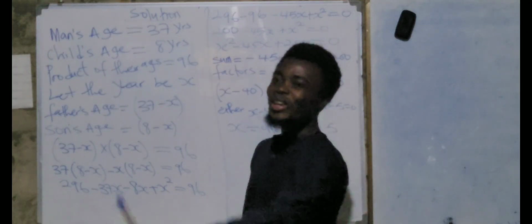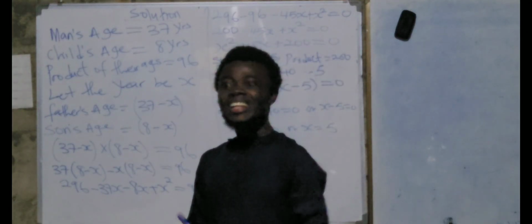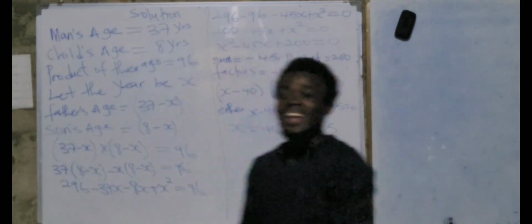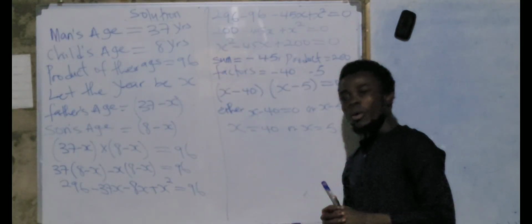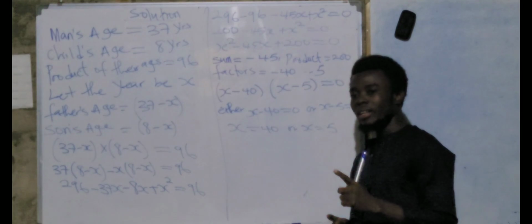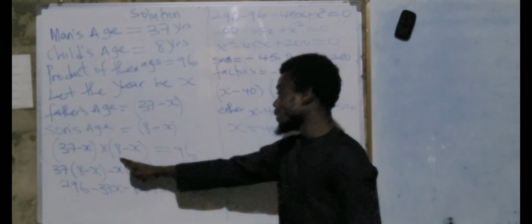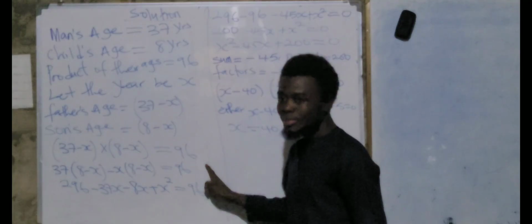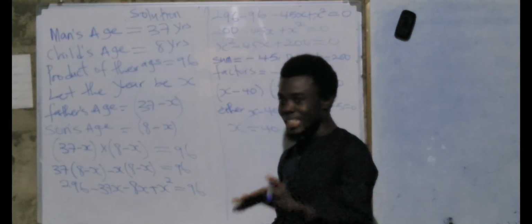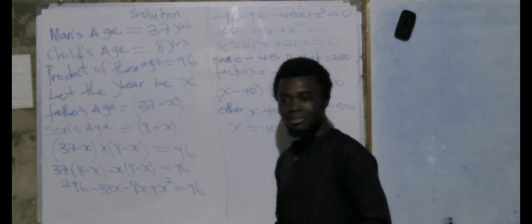Why 5? I don't understand. Okay, you're looking at the book. No, I did not choose any number yet. Now, what do I want to say here? From your question here, how many years ago will the product of their ages be 96, right? People are saying it was 5, because they are saying that's 5 in the book.